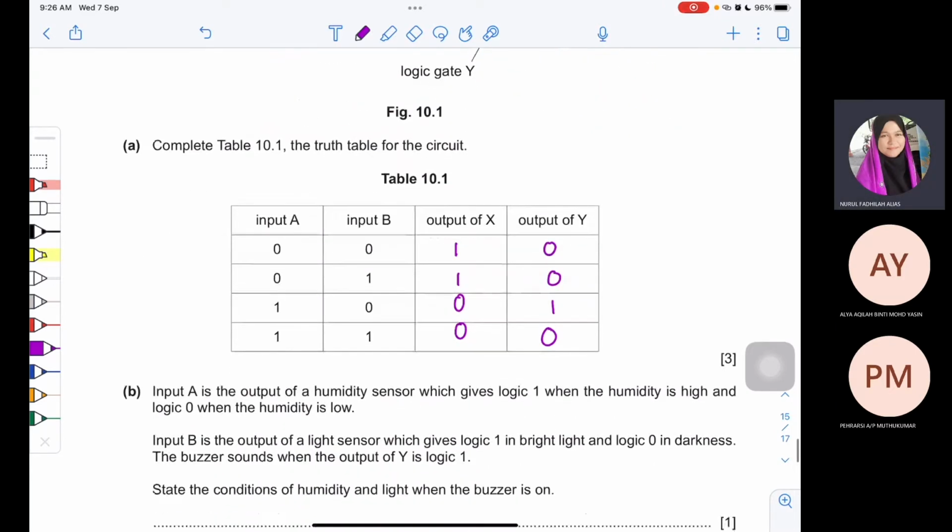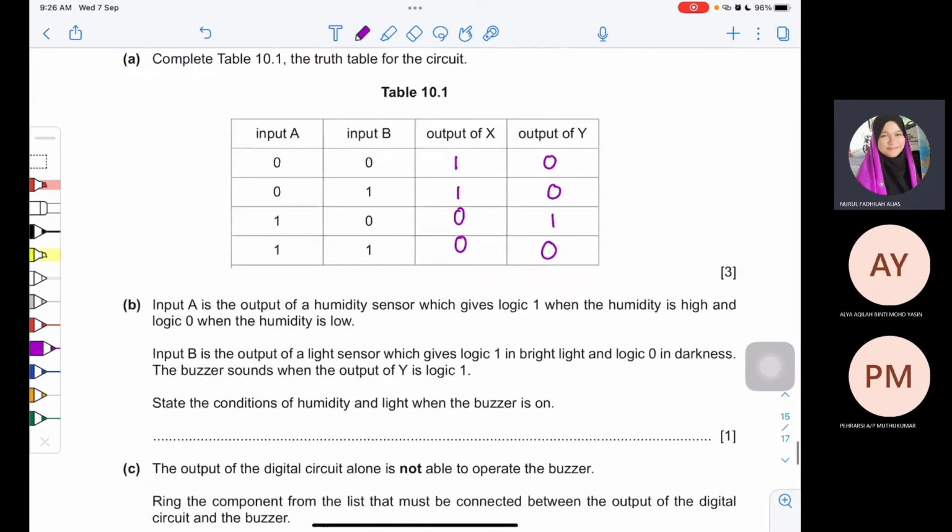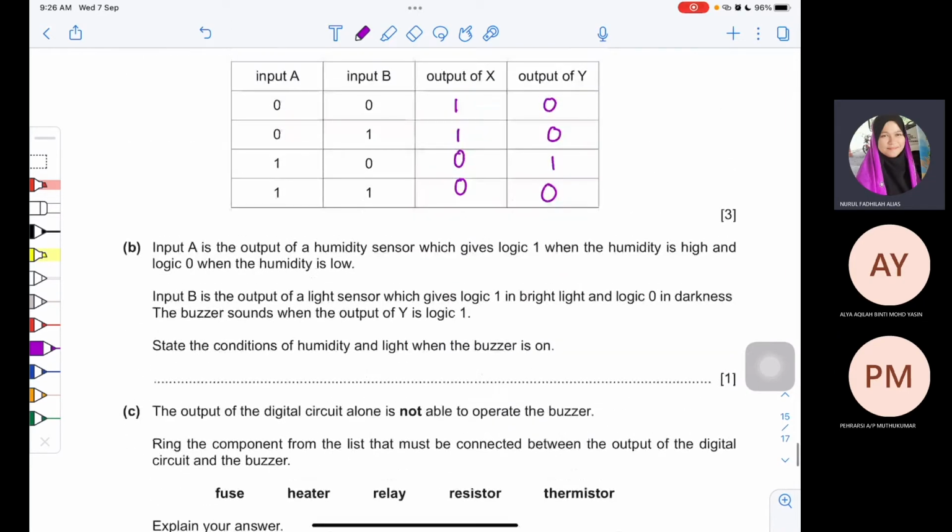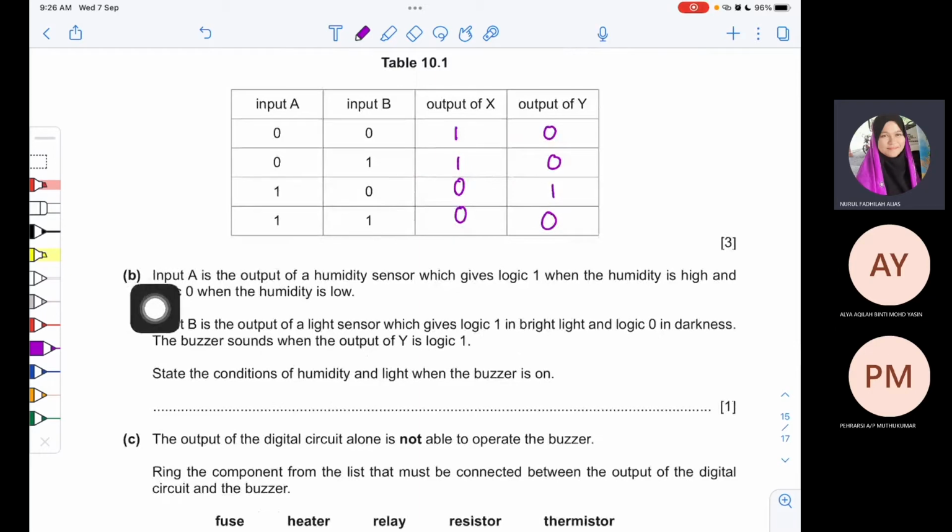So 3 marks for that. Okay, B. Input A is the output of humidity sensor. So when you read this one, you tengok input A. So this one is about humidity. Okay. It's not wrong to write here, tapi you write nicely lah. And then dia kata, which gives logic 1 when humidity is high. So 1 means high, humidity high. And logic 0 when humidity is low.